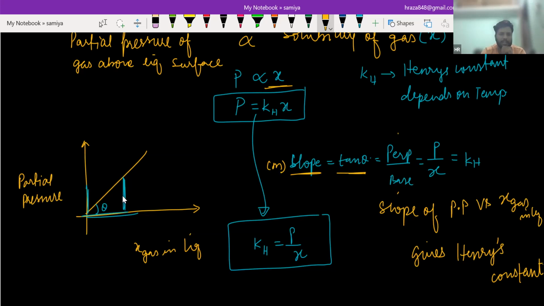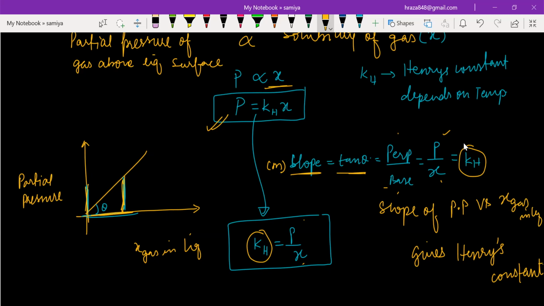Slope, that means tan theta, is also denoted as perpendicular upon base. What is perpendicular? That is partial pressure. And what is base? Base is mole fraction. And from this formula, you can see Kh has the value partial pressure upon mole fraction. Again, with the help of slope, we got partial pressure upon mole fraction. That is the value of Kh. That means the slope of the graph of partial pressure versus mole fraction of gas in liquid gives Henry's constant. Is that clear, everyone?